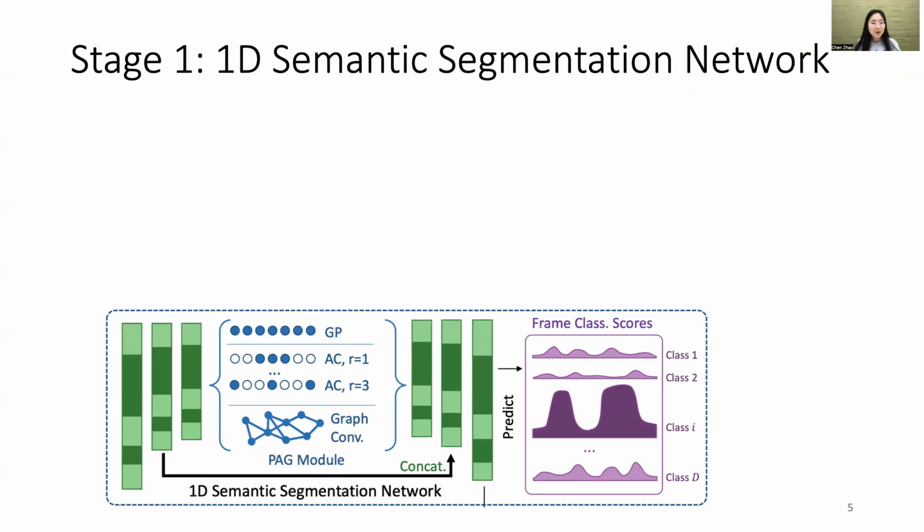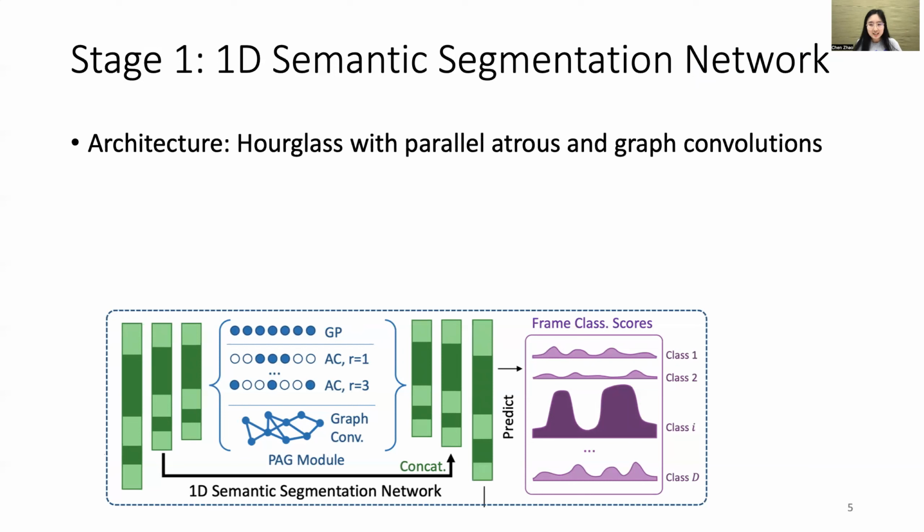In stage 1, the 1D semantic segmentation network, we design an hourglass architecture, which contains an encoder and a decoder. The encoder aggregates snippets in the temporal dimension via stacked 1D convolutions, and the decoder progressively upsamples the snippet sequence in the temporal dimension via interpolation and 1D convolutions.